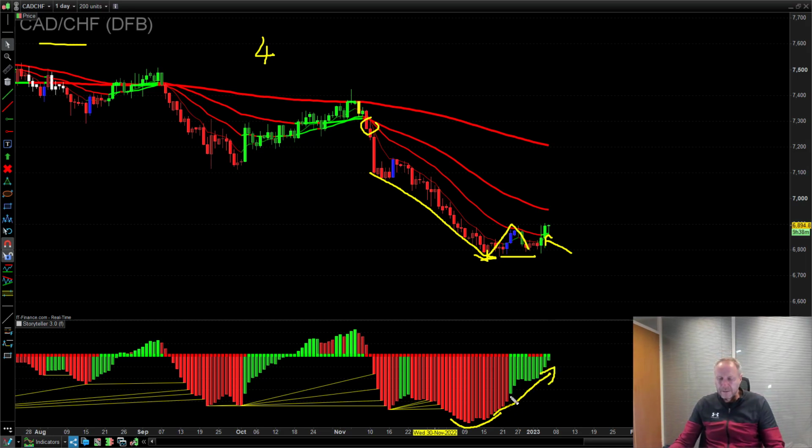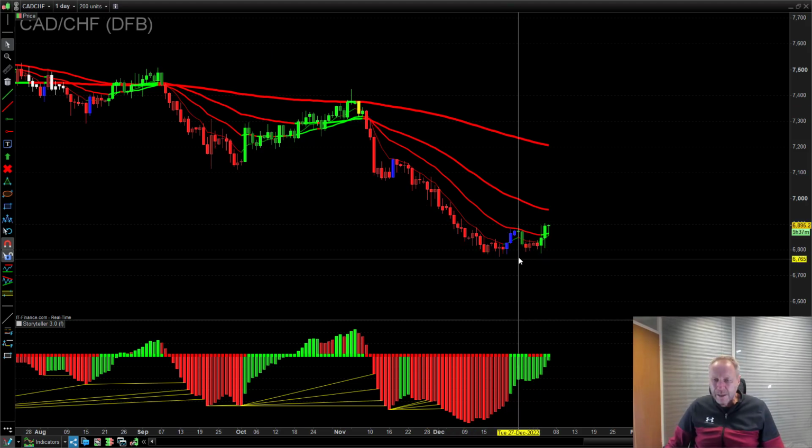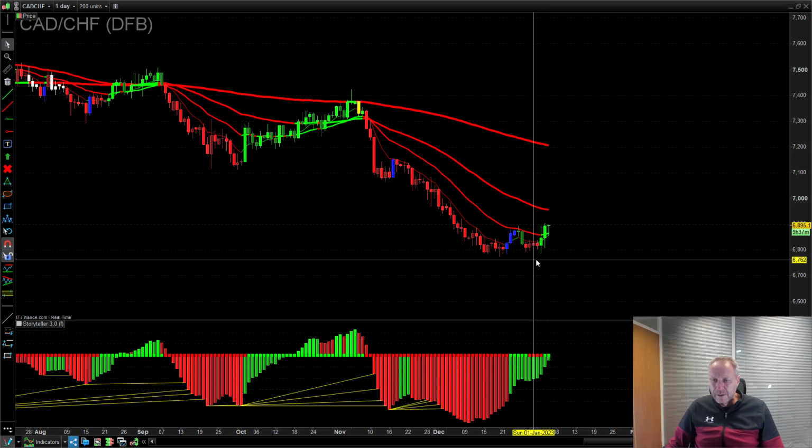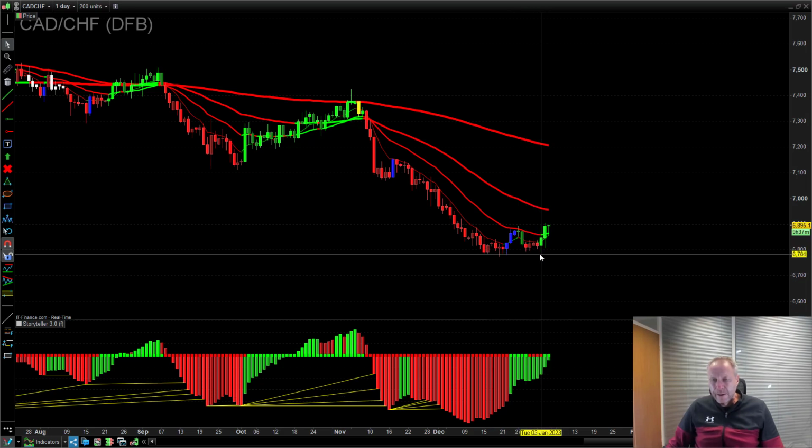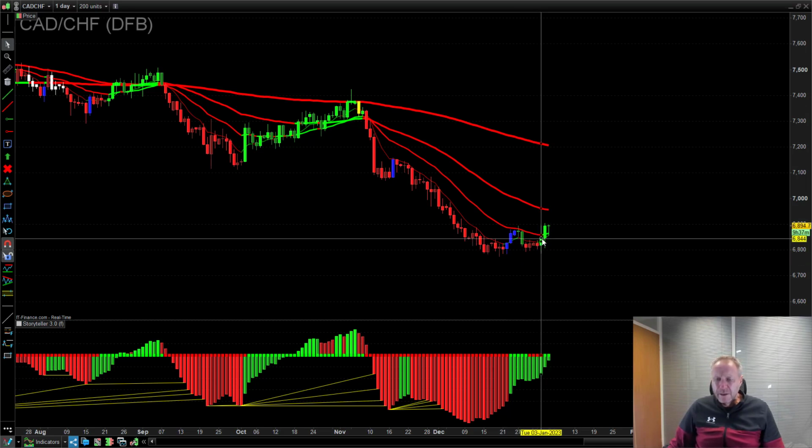I don't know why there was no yellow line there. Oh, I know why, because it didn't actually break the low here. Once it broke that low, that storyteller's high, the yellow line would have kicked in. That would have measured then the two-wave divergence. But that was a good trade from the start of this week.